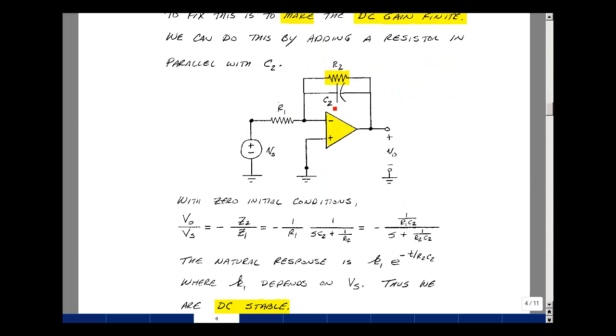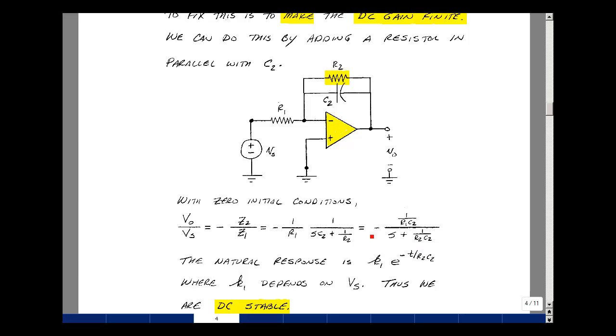With zero initial conditions, all we have for the capacitor is an impedance of 1 over sC2. So the gain is going to be equal to Z2 divided by Z1 with a minus sign. Z1 is just a resistor R1, so minus 1 over R1, and then Z2 is a parallel combination of R2 and C2, so we could add their admittances and then take the reciprocal. The admittance of the capacitor is sC2, the admittance of the resistor is 1 over R2. We multiply numerator and denominator by 1 over C2, we then get a minus 1 over R1C2 divided by s plus 1 over R2C2.